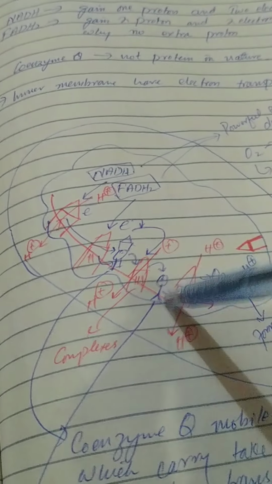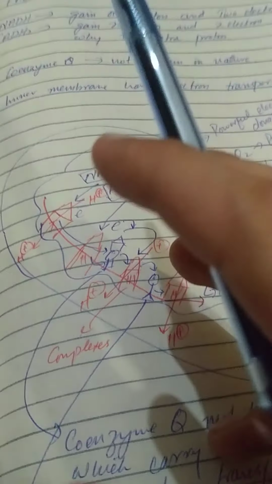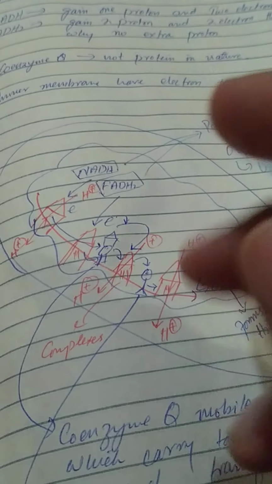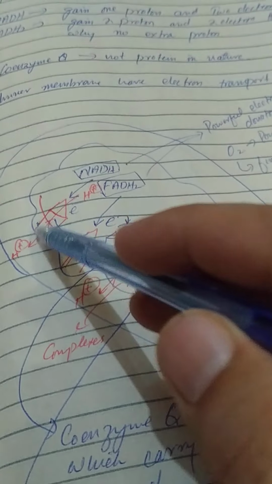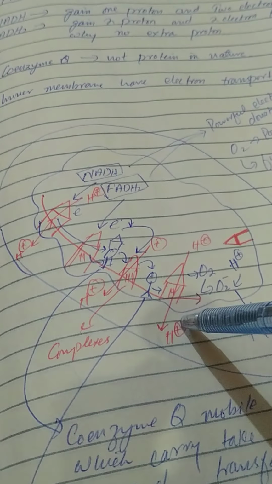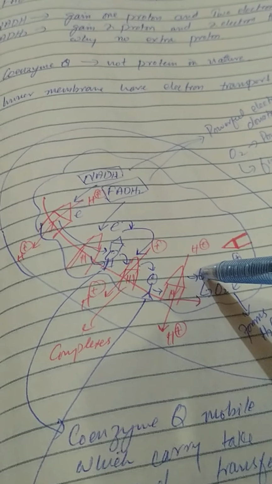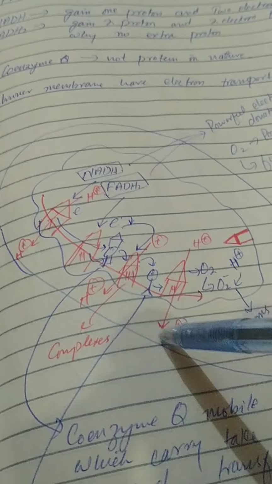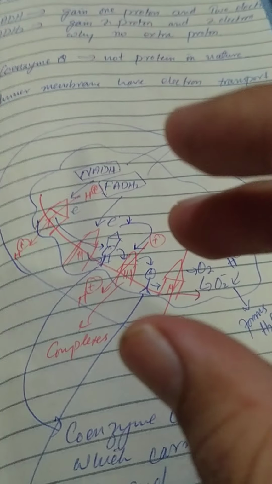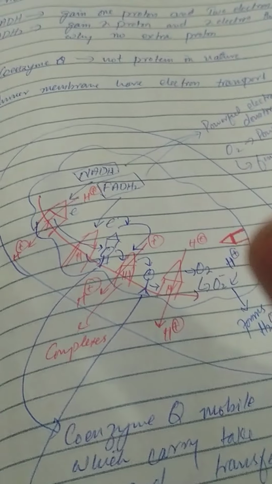The complexes are, you can say, a housing system inside or on the inner membrane of the mitochondria. This is known as the intermembranous space and this is known as the matrix. This is the rough structure of the mitochondria, which produces energy. This is the powerhouse of the cell.